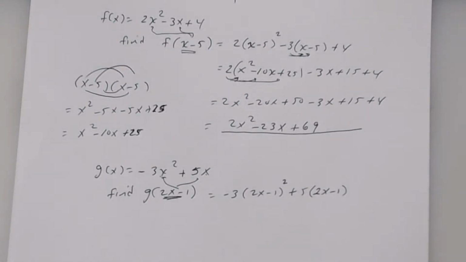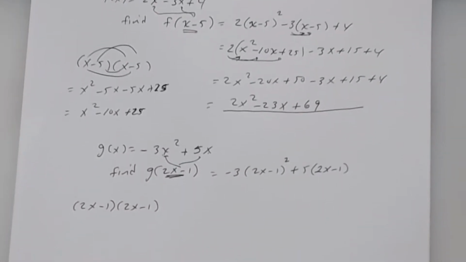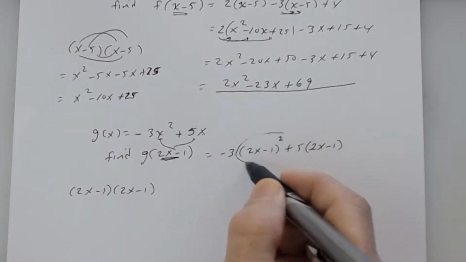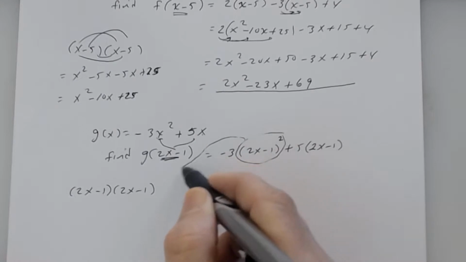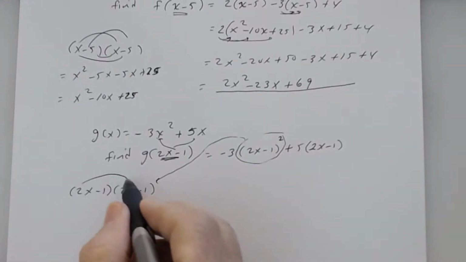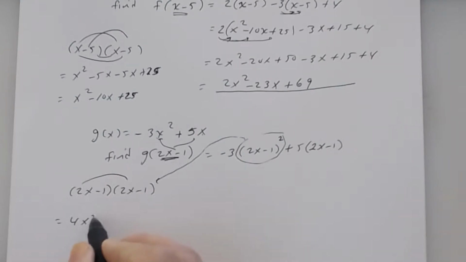2x minus 1. All right, now again, you got to do some work. You got rid of those parentheses. So I go off to the side and I figure out what 2x minus 1 times itself is. So using the FOIL method, I'm going to get 2x times 2x is 4x squared.